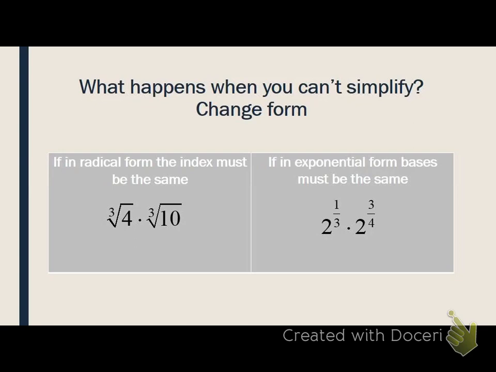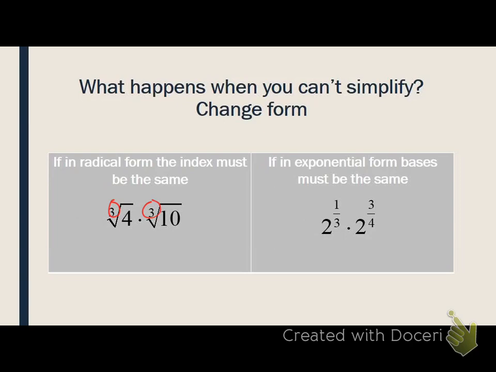A pretty good rule of thumb here is, if you can't figure out how to simplify what you're looking at, rewrite it. Change the form and see if changing the form gives you some ideas. Things you want to look for: in order to be able to multiply or divide radicals, the index has to be the same, right? If the index is not the same, then you cannot multiply or divide radicals, so maybe rewriting into exponential form is going to be a better way to go, right?